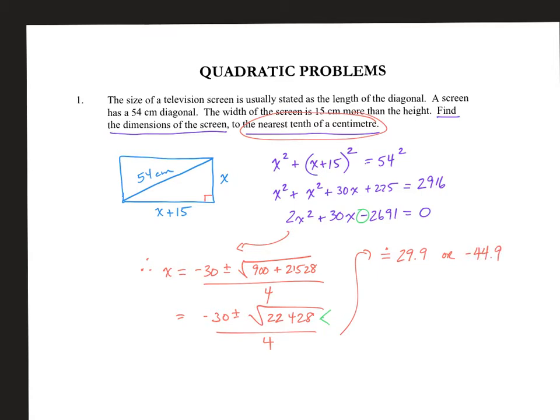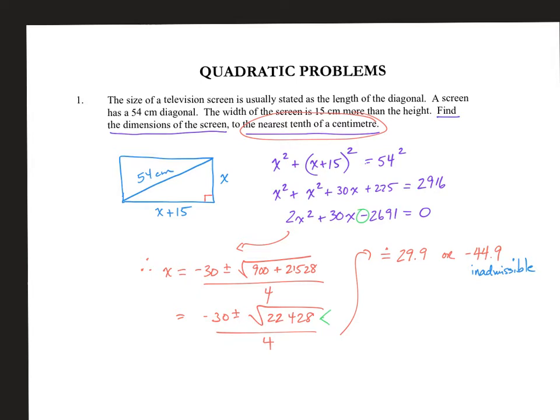So, a couple quick things. We get down to the end. We have to consider our solution. 29.9 centimeters, that makes sense. That's possible. Negative 44.9 as a height is not possible. So I'm going to make sure that I label that as inadmissible.